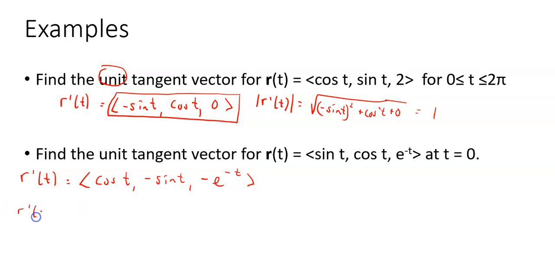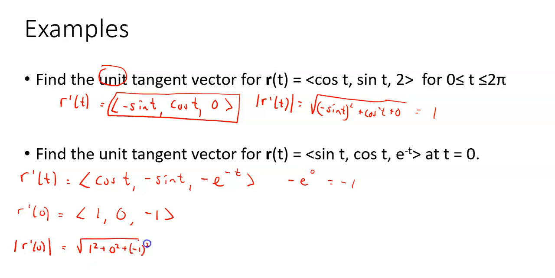All right, let's turn this into some numbers. So let's find r prime of 0. Cosine of 0 is 1. Sine of 0 is 0. What happens to this third guy over here? When I do negative e to the 0 power, e to the 0 power is 1, so this gives me negative 1. So my r prime of 0 is 1, 0, negative 1. What's the magnitude of r prime of 0? Well, it's going to be the square root of 1 squared plus 0 squared plus negative 1 squared. So it's going to be the square root of 2.